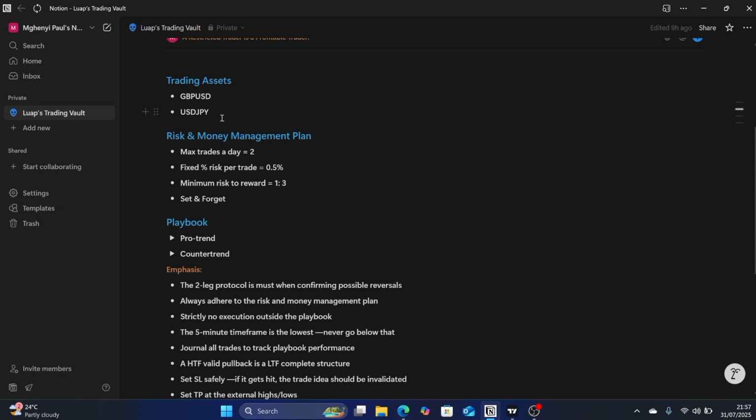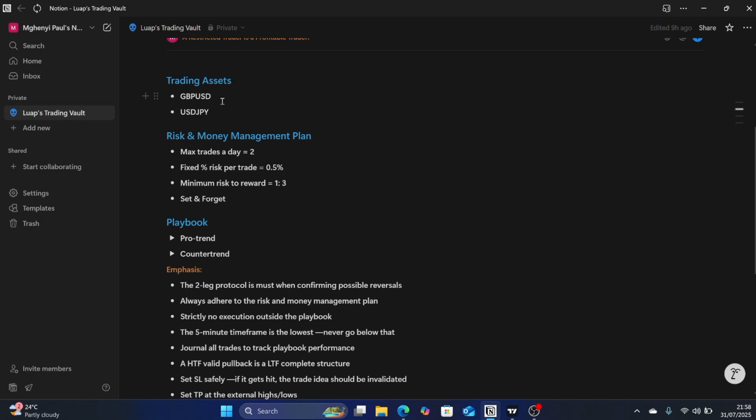Of course, for the trading assets, I may shift sometimes, but mostly I prefer GBP and USD JPY. And if you're using the lower time frame, you don't need to use many time frames. For swing traders who get their entries from the 1 hour, the 4 hour, or maybe the M15, you'll have to increase your watch list to something like 6 to 10 pairs.